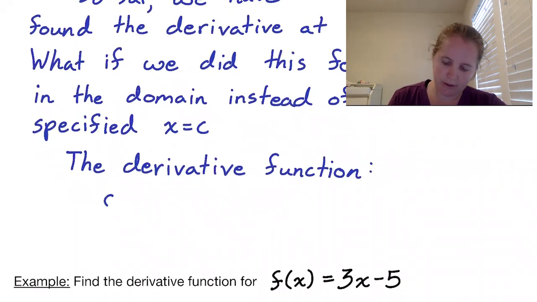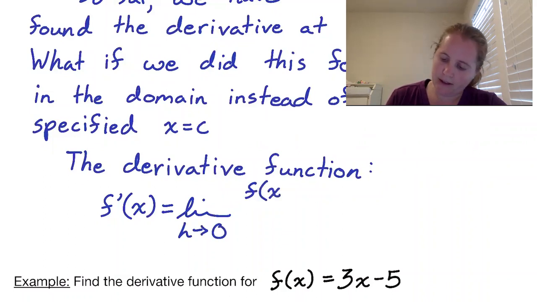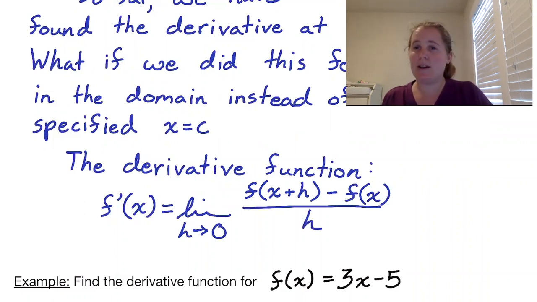So we will have f prime of x is equal to the limit as h goes to 0 of f of x plus h minus f of x all over h. Again, we're just keeping it in x instead of putting in the specified c. So we've been doing this all along, but now if we want to do the derivative function in general, we can find lots of derivatives all in one go and just plug in our c at the end.